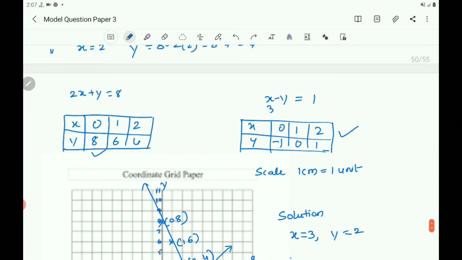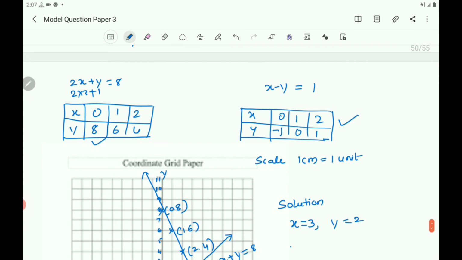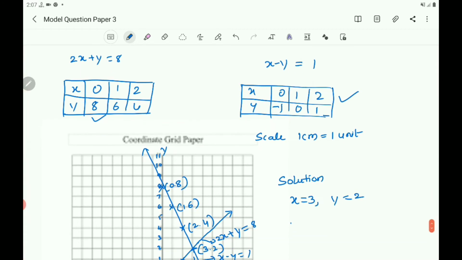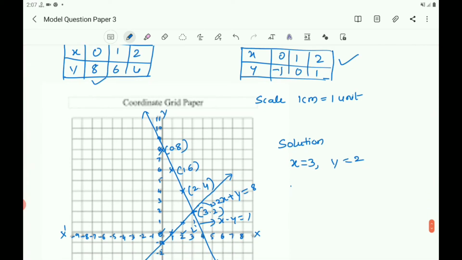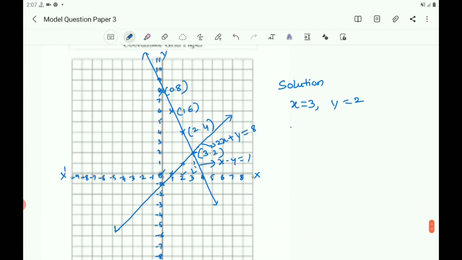You know that 3 minus 2 you will get 1, and also here 2 3s are 6, plus 1. Y value is how much here? 2. So you write 2 3s are 6, 6 plus 2 you will get 8. So the value you got satisfies both the equations. So the pair of linear equations is solved by using graphical method. The solutions are x equals 3 and y equals 2.